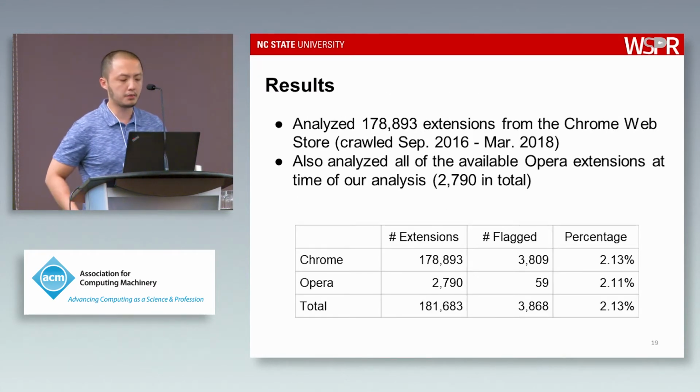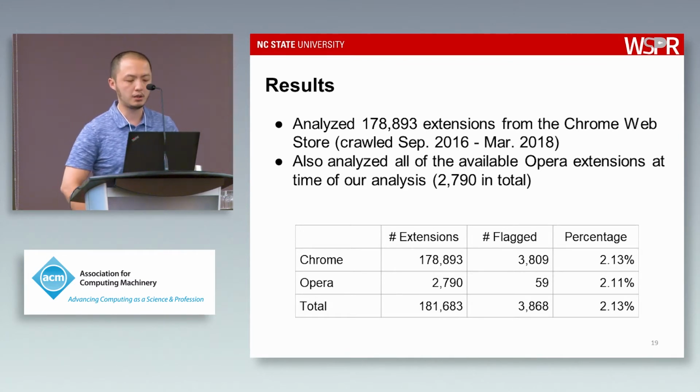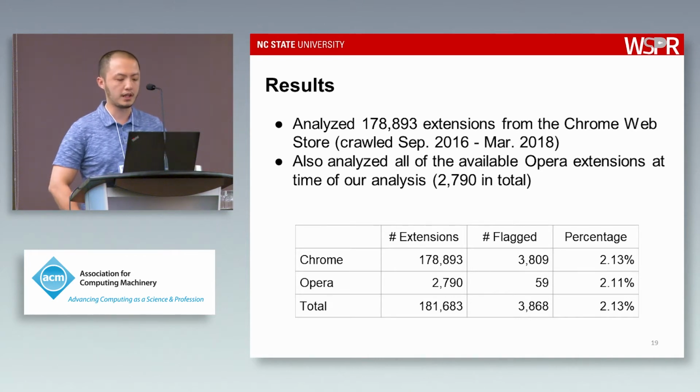So we applied our system to analyzing more than 170,000 Chrome extensions and all of the Opera extensions that were available at the time of our analysis, which totals to about 2,800. So our analysis flagged about 3,800 Chrome extensions and 59 Opera extensions as potentially leaking privacy-sensitive data.